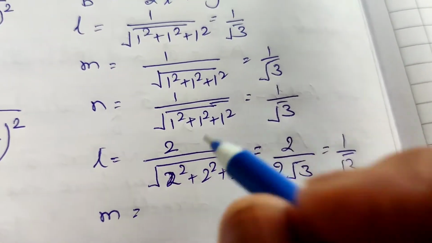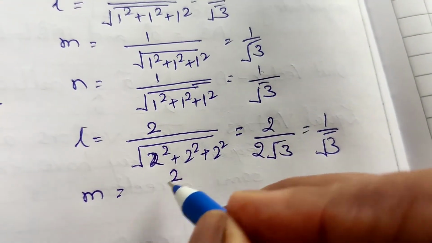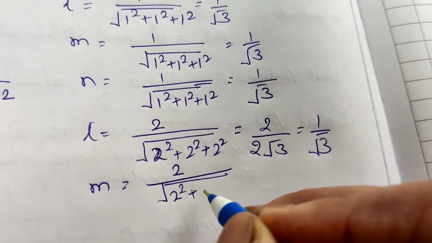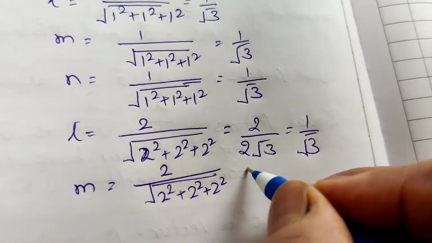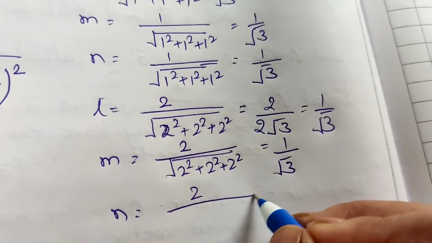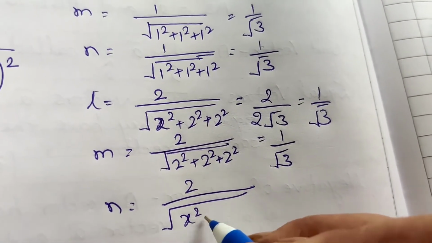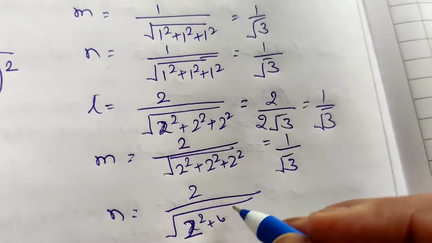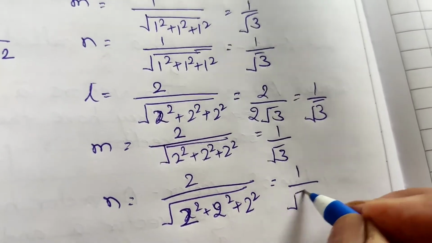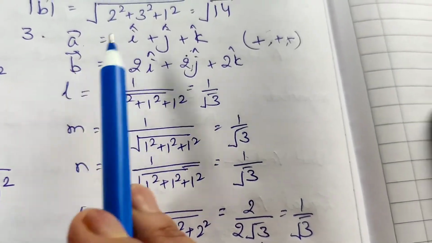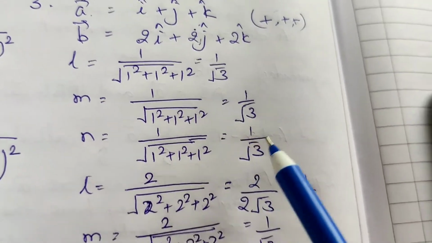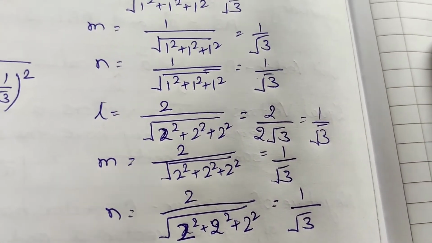For m, y is 2, it is y upon under root x square plus y square plus z square. This will also equal to 1 by root 3, and n equal to 2 upon, x is 2, y is also 2, and z is also 2. The same formula, 1 by root 3. The a and b have the same direction. The magnitude is different, but the direction is same because the direction cosines are same.